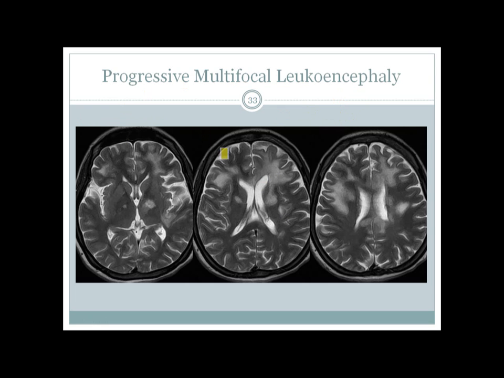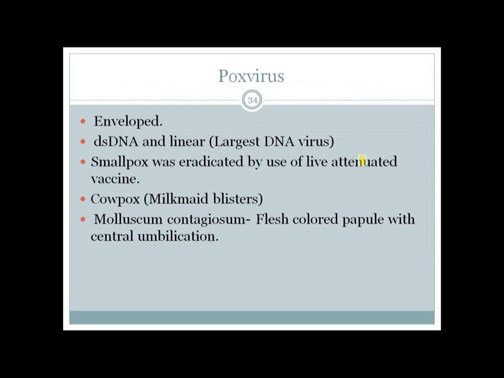So here we have some FLAIR images of a patient with progressive multifocal leukoencephalopathy. Here you can see some lesions here, here, here, here. Some more lesions here, here, here. So multiple lesions, so multifocal lesions, which will be progressive. And that's why it's called progressive multifocal leukoencephalopathy.